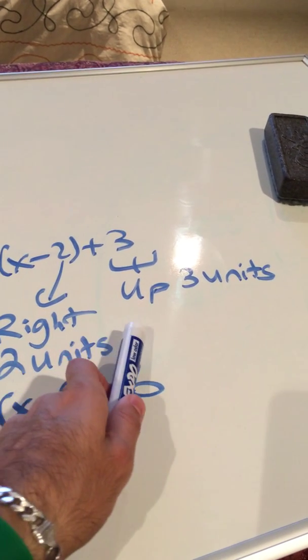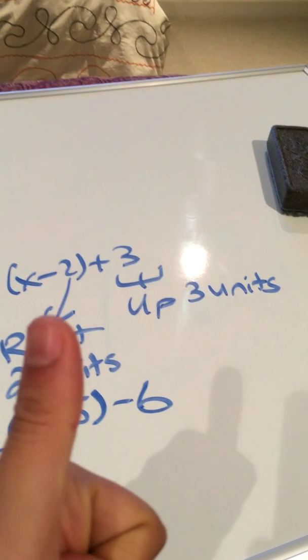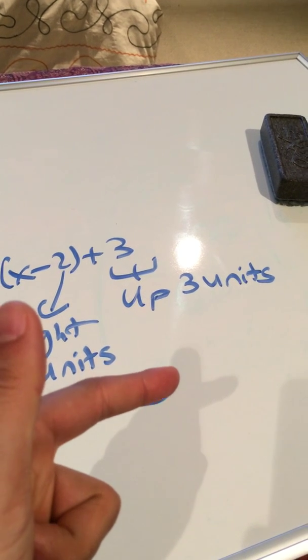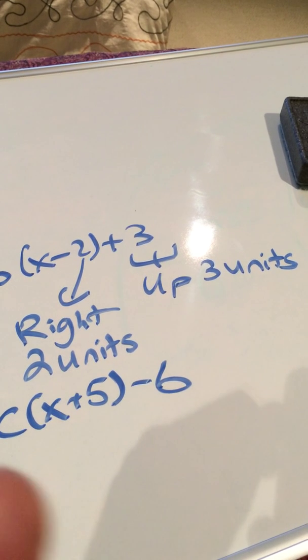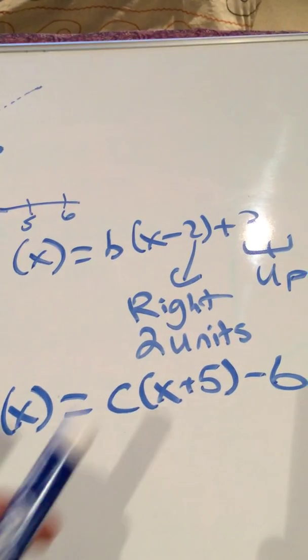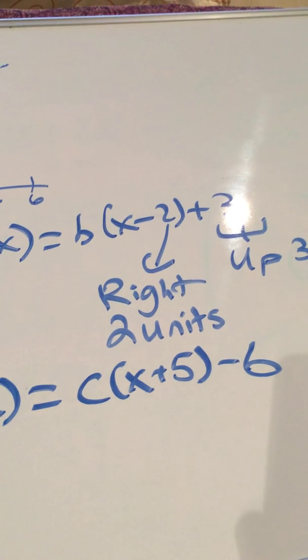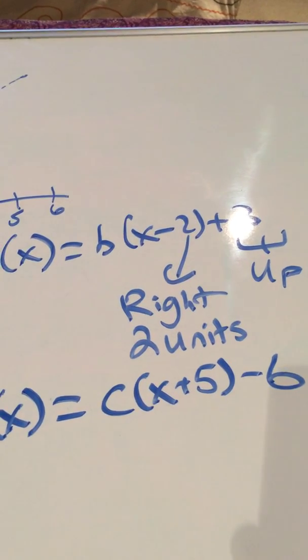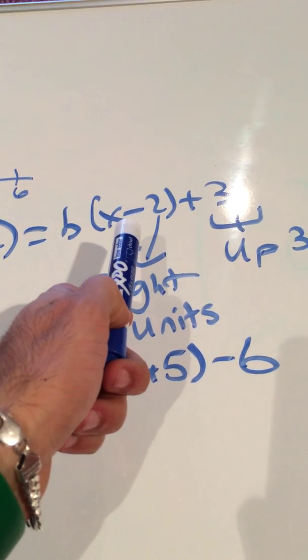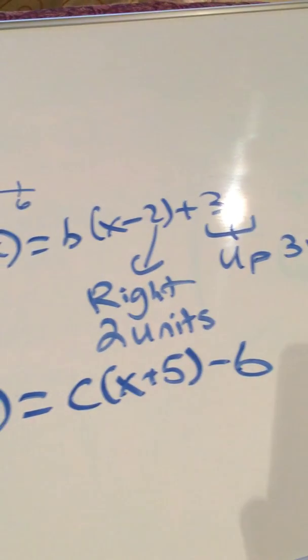So this plus 3, everybody should know this is a vertical transformation. It is a shift, and we're going up 3 units. Remember, if it's vertical, we do exactly what it says. This right here, this is inside the parentheses. It must be horizontal. It's also a shift. I'm going right by 2 units because remember, I do the opposite of what it says. This says minus, I do the opposite, which means I go right.